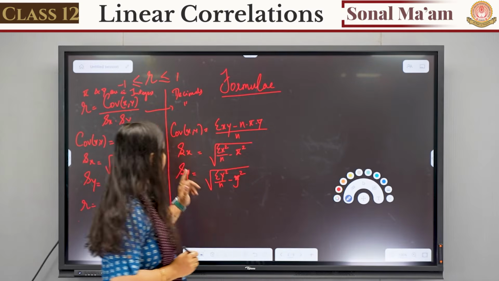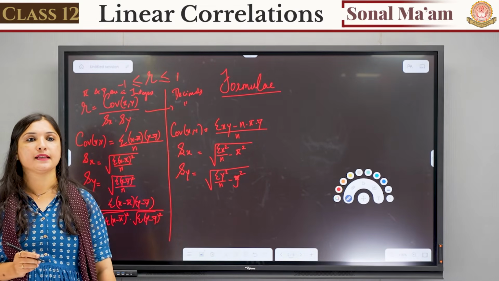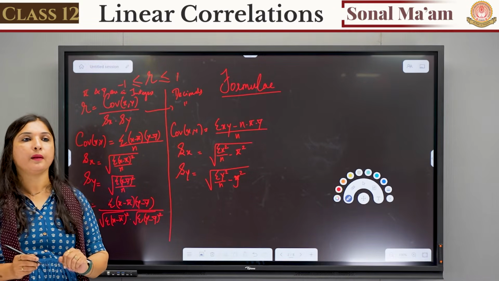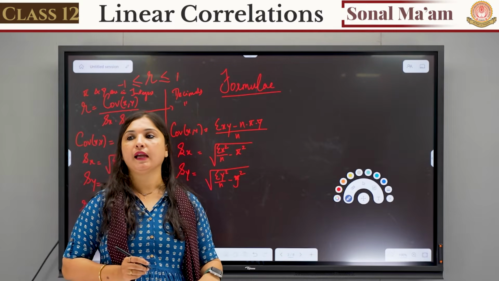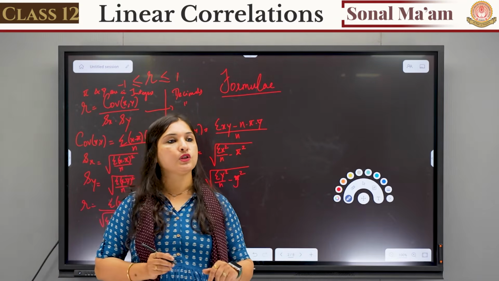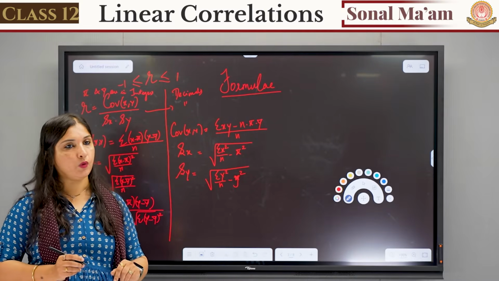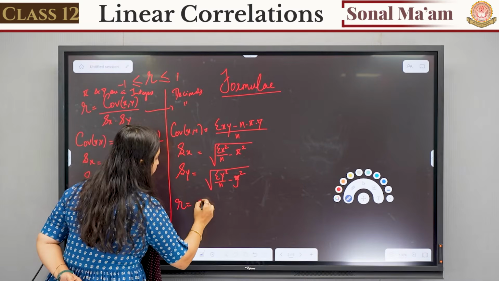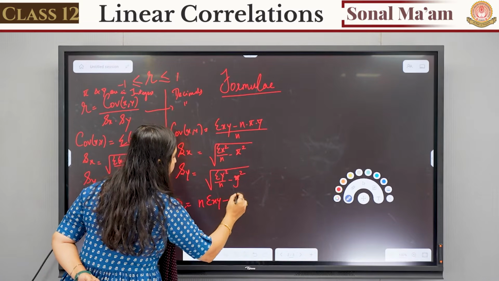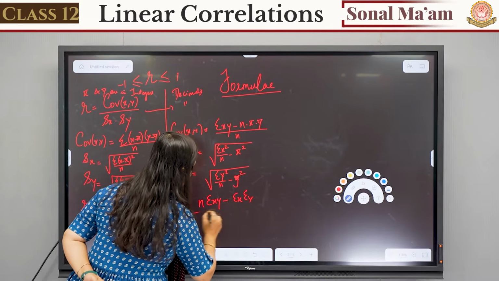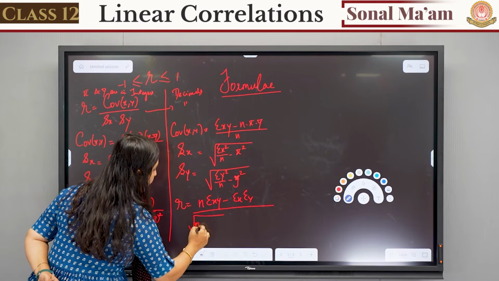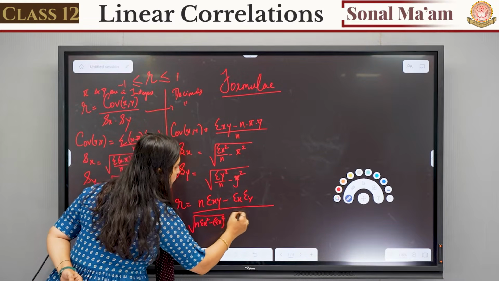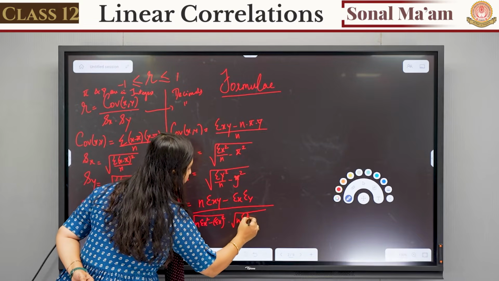So what will be the covariance formula? Summation xy minus n into x bar y bar divided by n, and sx will be under root of summation x square by n minus x bar square. Similarly, sy will be under root of summation y square by n minus y bar square. Is it clear? Then what will be the formula for r? n summation xy minus summation x into summation y, divided by under root of n summation x square minus (summation x) the whole square, into n summation y square minus (summation y) the whole square.